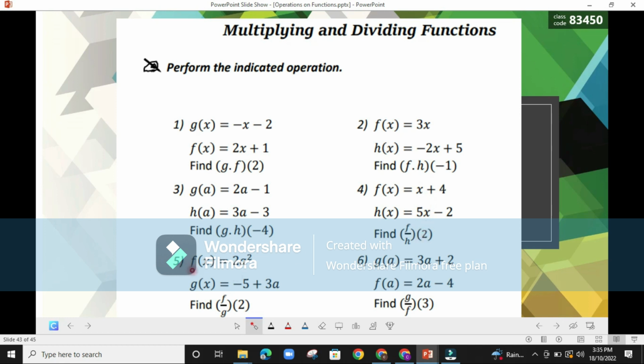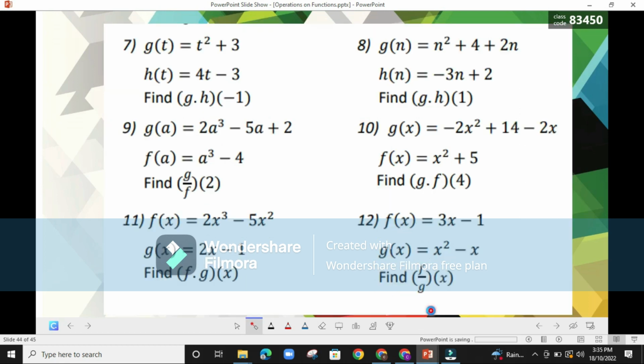Number 5, f of x is equal to 2a squared. g of x is equal to negative 5 plus 3a. Find f divided by g of 2. Number 6, g of a is equal to 3a plus 2. f of a is equal to 2a minus 4. Find g over f of 3. Okay. Number 7, g of t is equal to t squared plus 3. h of t is equal to 4t minus 3. Find g times h of negative 1.